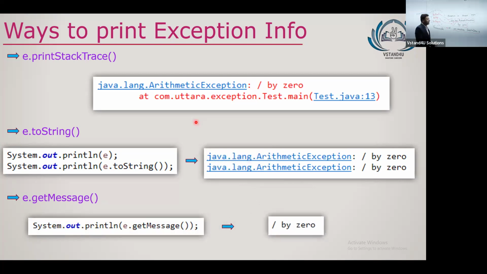Because you are dividing by 0. So basically, 3 ways are there to get the information about an exception object: e.printStackTrace, e.toString, or e.getMessage. printStackTrace gives us 3 pieces of information: what is the exception, why the exception, and where the exception. Whereas toString is a method which gives us 2 pieces of information: what is the exception and why is the exception.